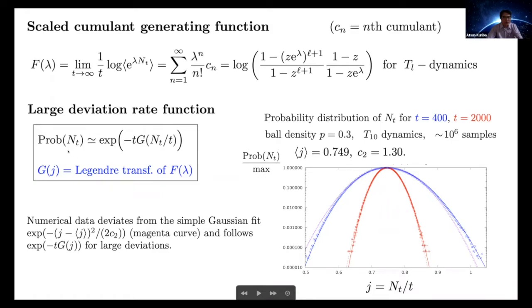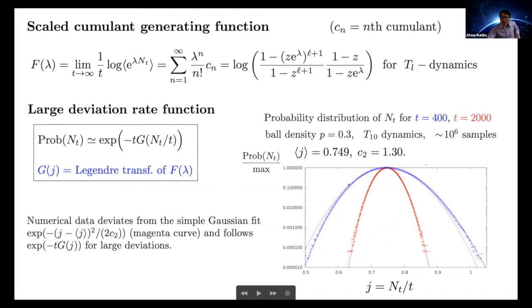And then the probability of N_T, the probability of taking N_T, is expressed by this formula. So that's a general story about large deviation. We take the Legendre transformation of a scalar Legendre function and then the large deviation. So here is a comparison with the simulation.